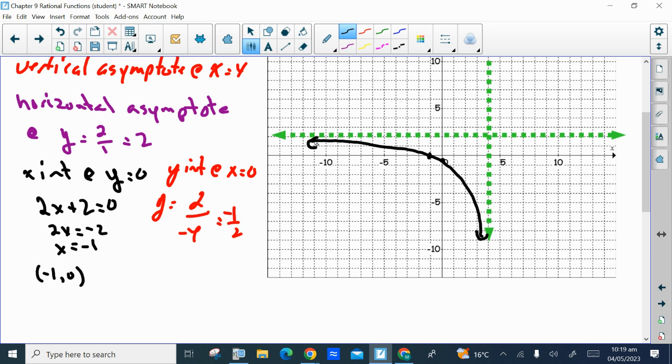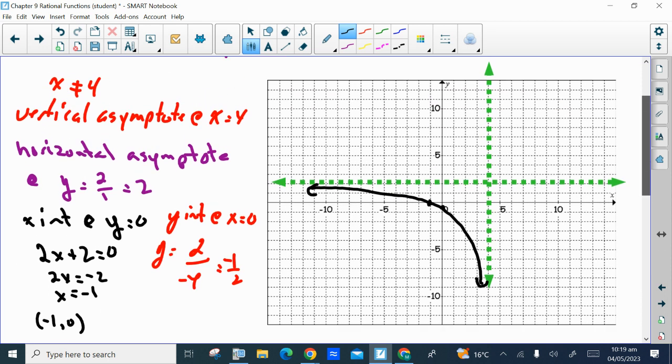We'll just confirm that by finding the value of the function at some number greater than 4, because that's where our vertical asymptote is. So if we find f at 5, 2 times 5 is 10, plus 2 is 12, over 5 minus 4, which is 1. So that's the point 5 comma 12. Again, this just confirms that the graph is in that top right-hand quadrant.